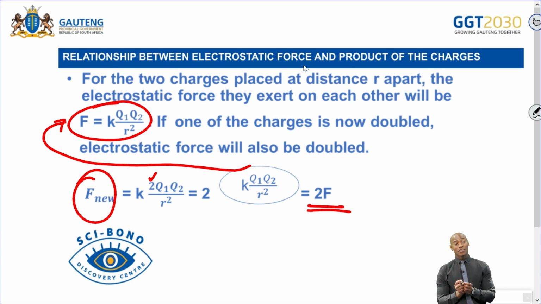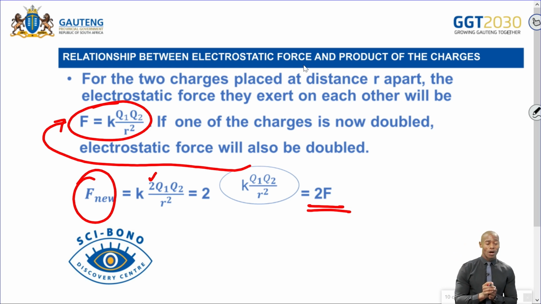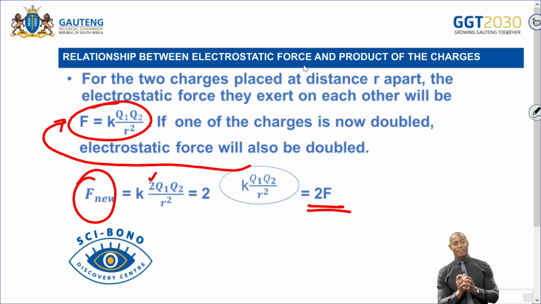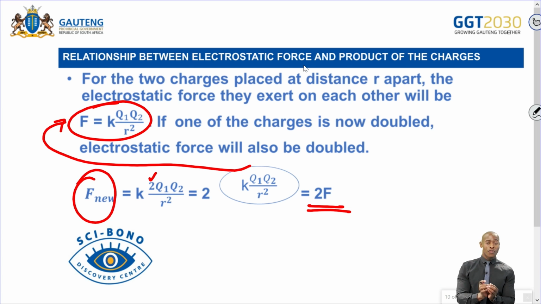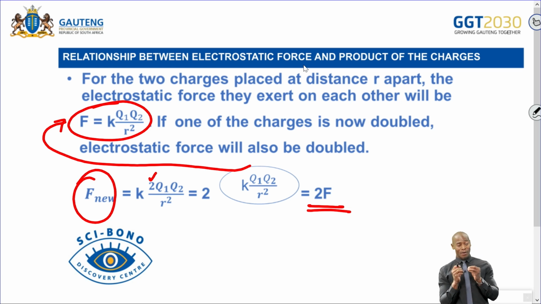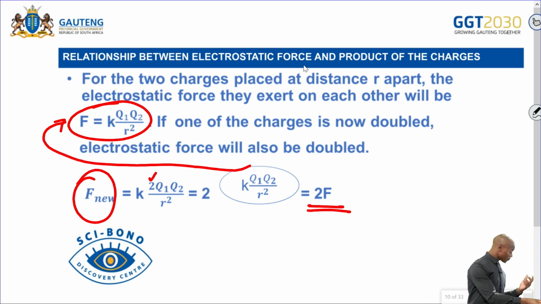So if one of the charges is doubled, what will be the magnitude of F? F is also going to be doubled. If both charges Q1 and Q2 are doubled, it will be 2 times 2, which is 4, which means that F will be 4 times as much. That is the relationship between the electrostatic force and the product of the charges.